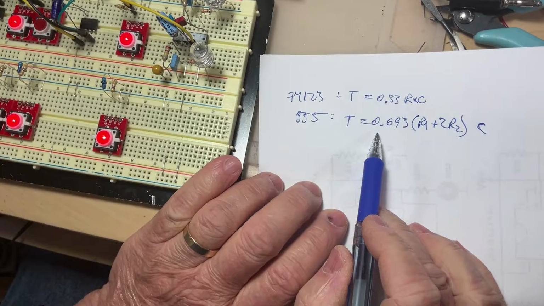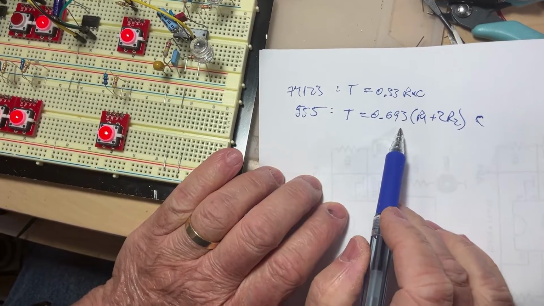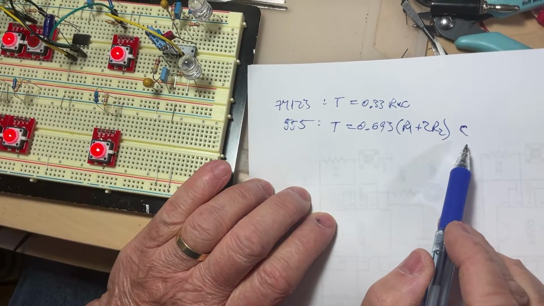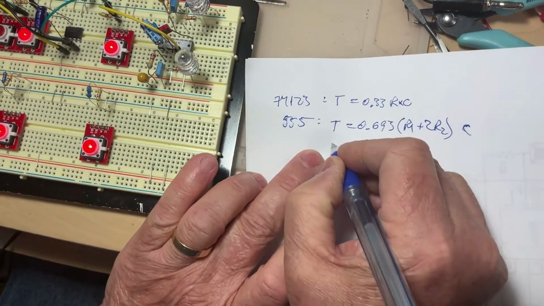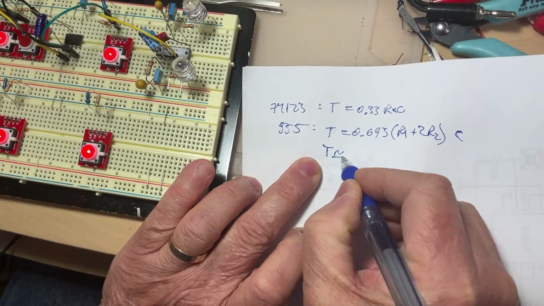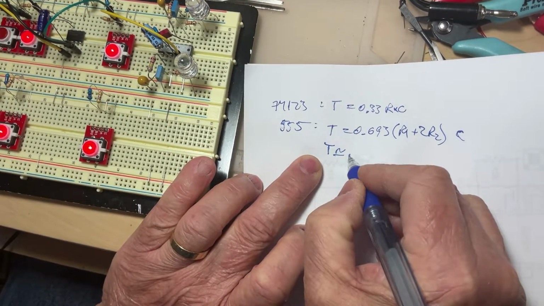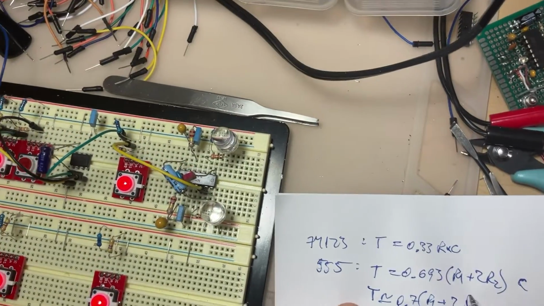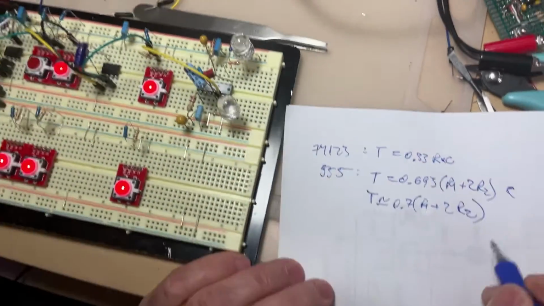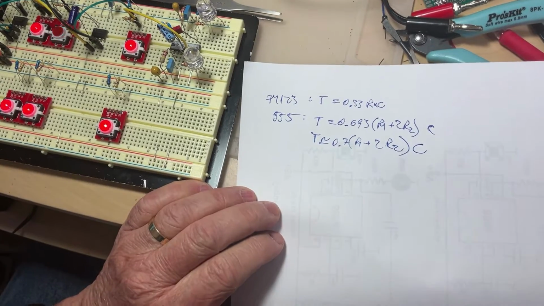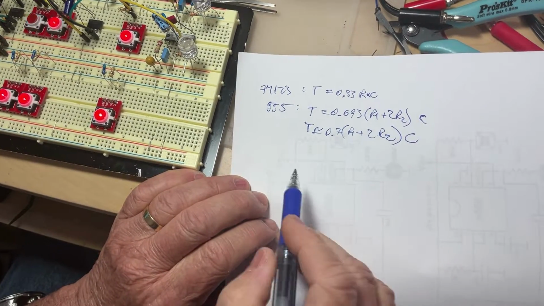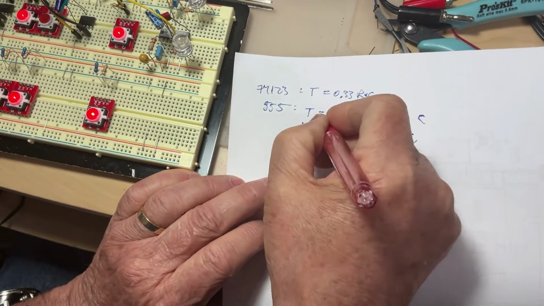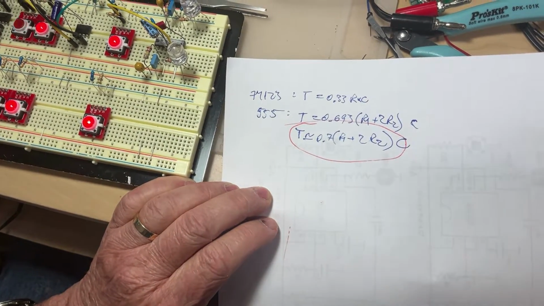However, if you take a look here, 0.693 is very close to 0.7. So given the fact that all the resistors and the capacitors have a certain tolerance, you won't be wrong. So I'm going to rewrite it here. The duration is approximately equal to 0.7 times (R1 plus 2 times R2) times the capacitor. So this way, if you use that formula here, you won't actually be wrong because it's very close to the reality.